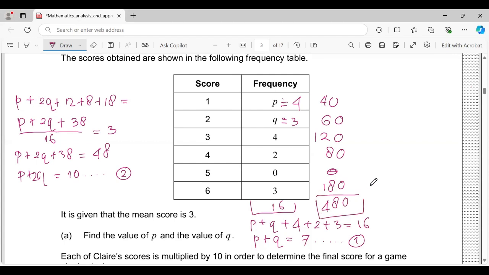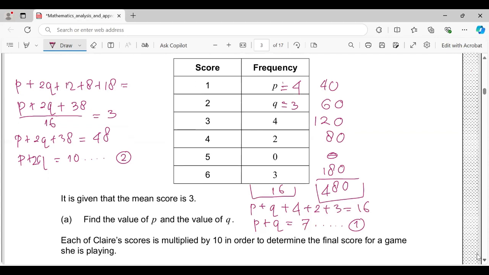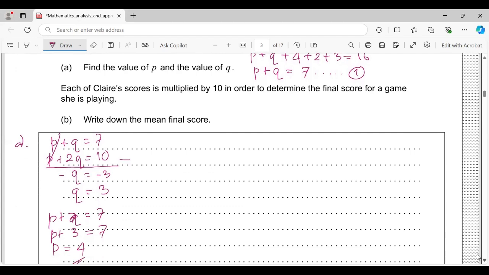Okay. So we're going to find the mean final score, B. Mean final score is 480 over 16, and it equals 30.